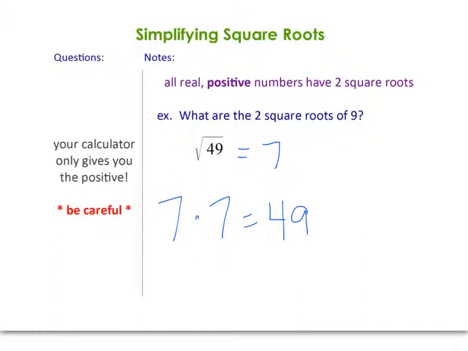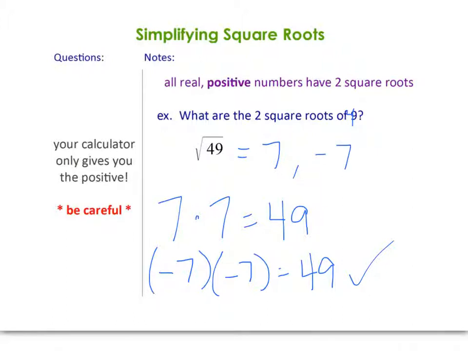Well, what else times itself can equal 49? What about negative 7 times negative 7? Does that equal positive 49? Yeah, it does. So the 2 square roots of 49 would be positive 7 and negative 7. So be careful, your calculator only gives you the positive, but we want both the positive and the negative versions of that.